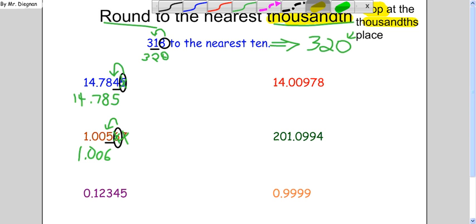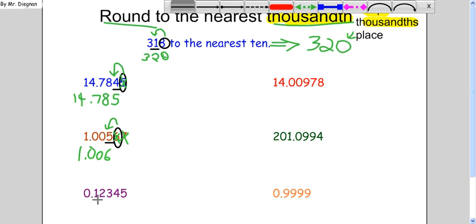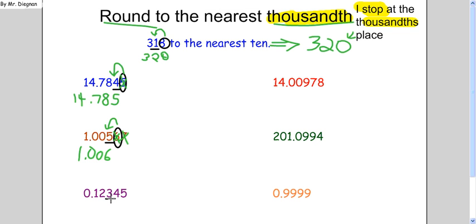All right, let's take a look at another one. All right, so 1.12345. So I need to go tenths, hundredths, thousandths. Here's my 3. Then I need to circle my 4. Well, what does 4 tell 3 to do? Well, 4 says stay the same. So it's going to stay a 3. Then I'm going to keep my 2, keep my 1, keep my 0, and then X out the 4 and the 5. I don't want anything beyond that.